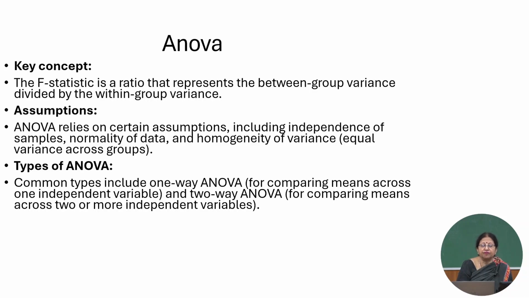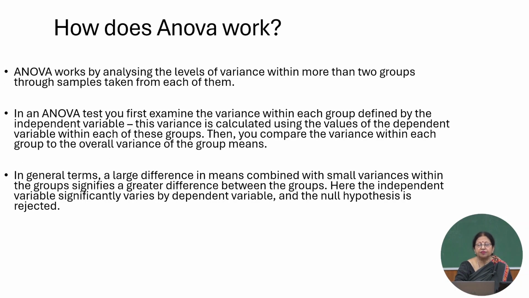This is mandatory, this is assumed, this is already taken into consideration. Types of ANOVA. Common types include one-way ANOVA for comparing means across one independent variable, as the name suggests. There is something called two-way ANOVA for comparing means across two or more independent variables. So one stands for one independent variable, two stands for two or more independent variables, but definitely not dependent variable.